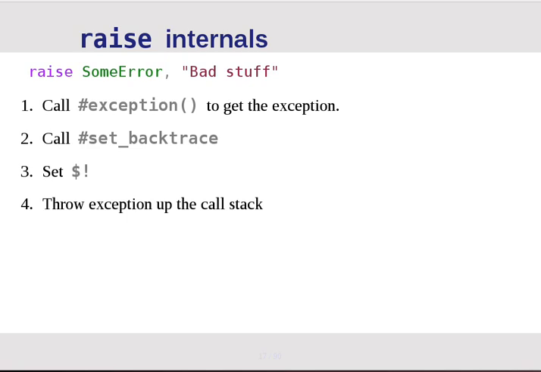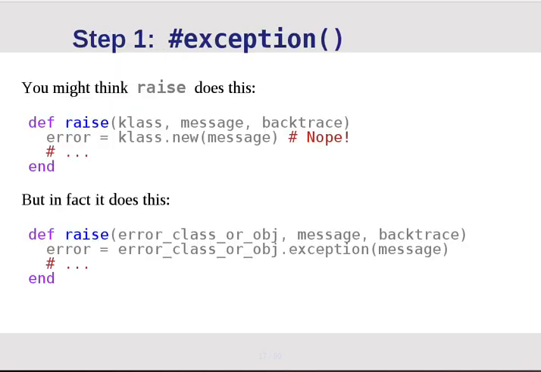So what does raise actually do? Raise essentially has 4 steps. First, it calls the exception method to get the exception. Second, it sets the backtrace. Third, it sets the global error value. And fourth, it throws the exception up the call stack. Let's go through those in detail.